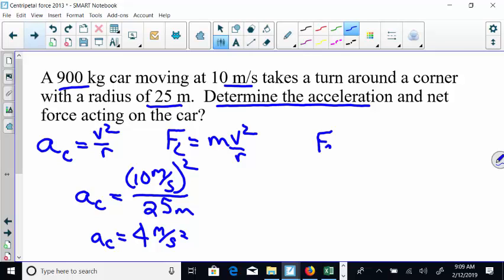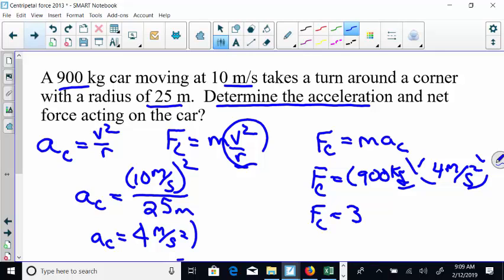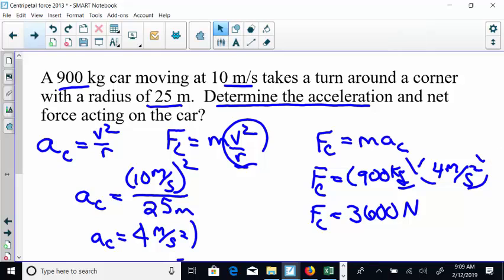So then to find the centripetal force, that is MAC, since I've already calculated that right here, I can just plug that in. So the centripetal force is going to be 900 kilograms times the 4 meters per second squared. So the centripetal force is going to come out to be 3,600 newtons. Your assignment that you'll be doing is just plug and chug.